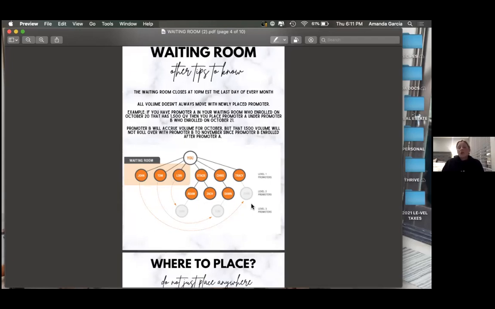you can't move them anymore. So at 10 o'clock Eastern Standard Time on the last day of every single month, the waiting room closes. Now, that doesn't mean that it closes indefinitely. That means that for that month, you're done doing placements. You're not going to have to wait till the following month to place.